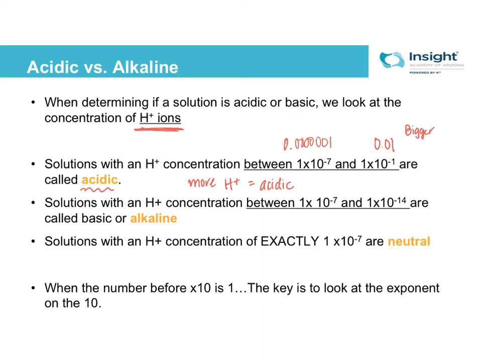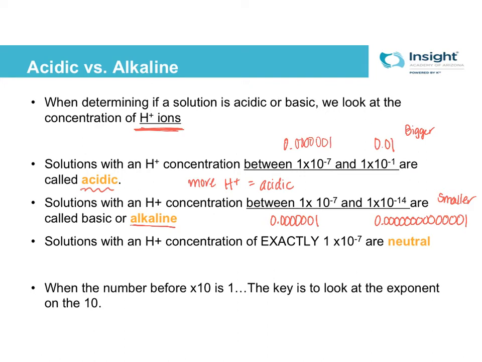When the concentration of H plus is between 1 times 10 to the negative 7th and 1 times 10 to the negative 14th, we call it basic, or another term you want to be familiar with is the term alkaline. All right, so again, just to show you what these numbers are. You can see that these are much smaller. So more H plus is acidic, less H plus is basic or alkaline.